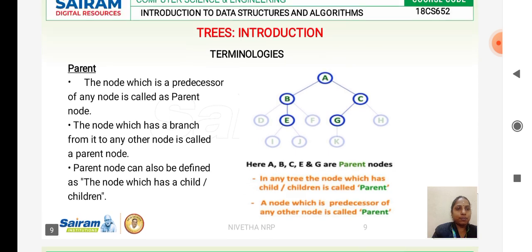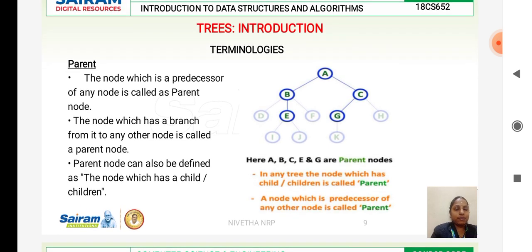The next terminology is the parent node, where the child has emerged. The node from which a child emerges, we call that a parent node. For B and C, A is the parent node. For D, E, F, B is the parent node. For G, H, C is the parent node. For I and J, E is the parent node. For K, G is the parent node. The predecessor of any node, we call it the parent node.